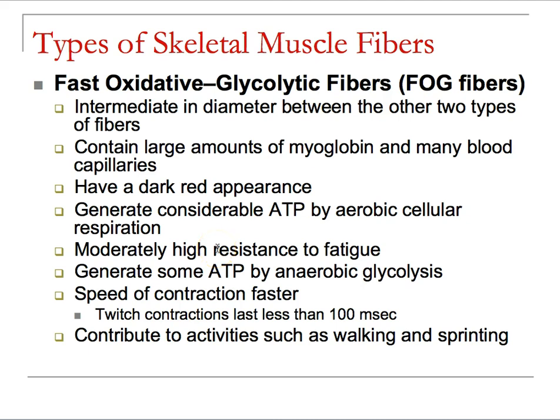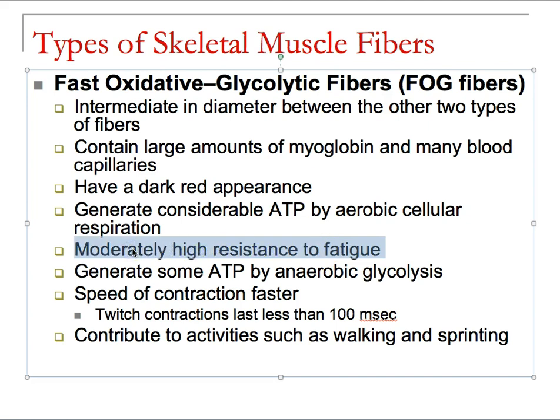Fast oxidative glycolytic fibers, or FOG fibers, are intermediate in their diameter. They have a dark red appearance. They can make a lot of ATP. They are moderately high in their resistance to fatigue. Okay? They can also generate some ATP by glycolysis, but primarily this is walking and sprinting activity. Okay? Think of Usain Bolt. Essentially all, I can't say all fast oxidative glycolytic fibers, but a good sprinter has many of these.